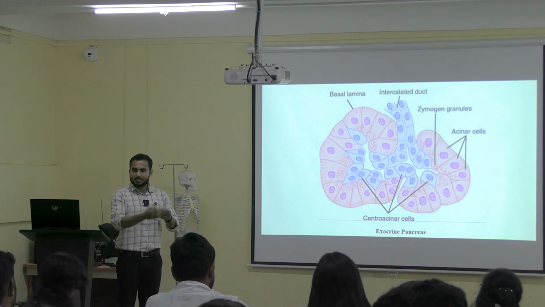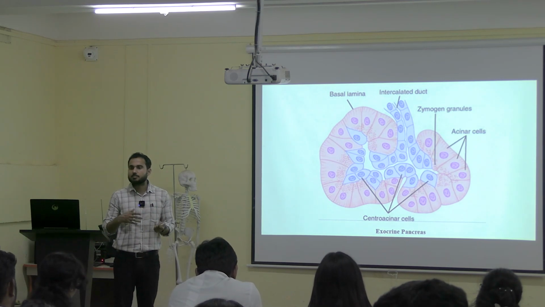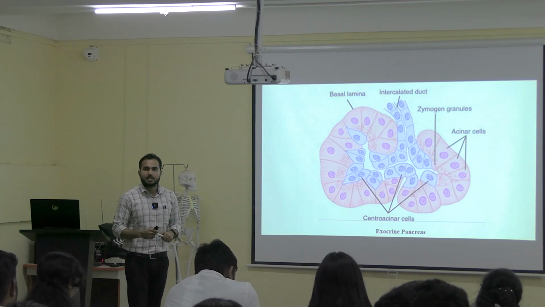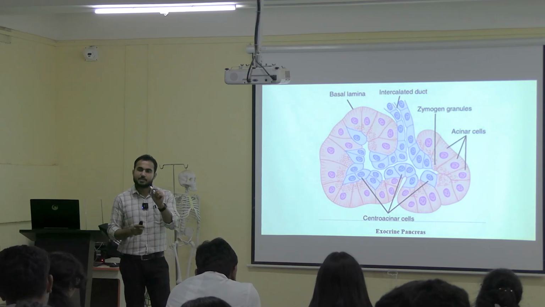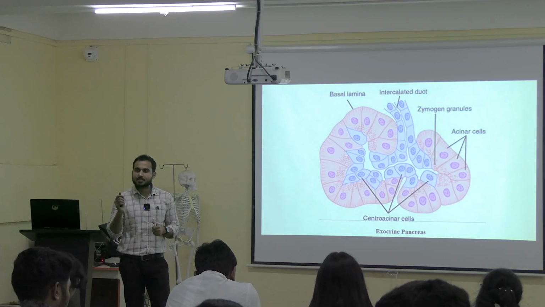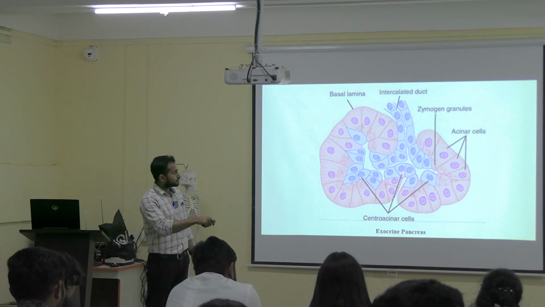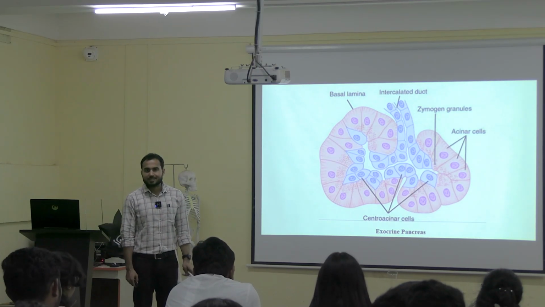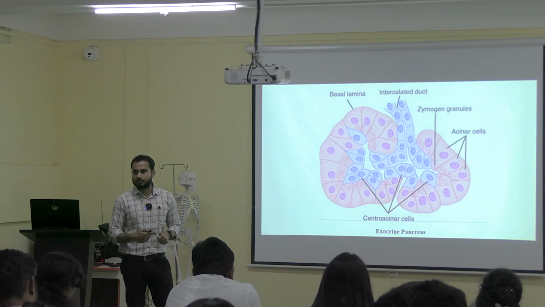All around you will see the acinar cell, but at the center you will not see the acinar cell. You will see a different type of cells. Those are called centroacinar cells. They are present at the center, and these are the cells of the intercalated duct. Can you see the center of this acinus? There are cells, but which cells? These are the cells of the intercalated duct, and these are called centroacinar cells.